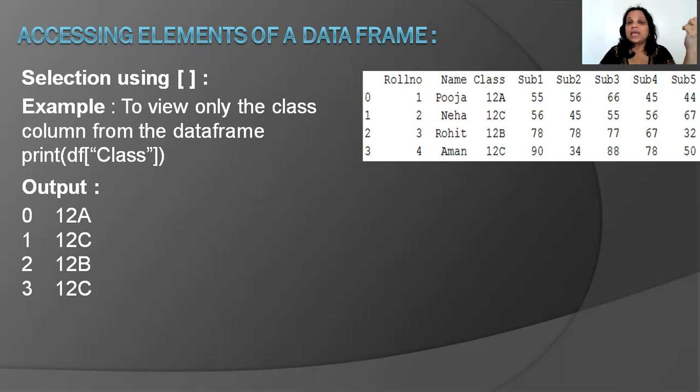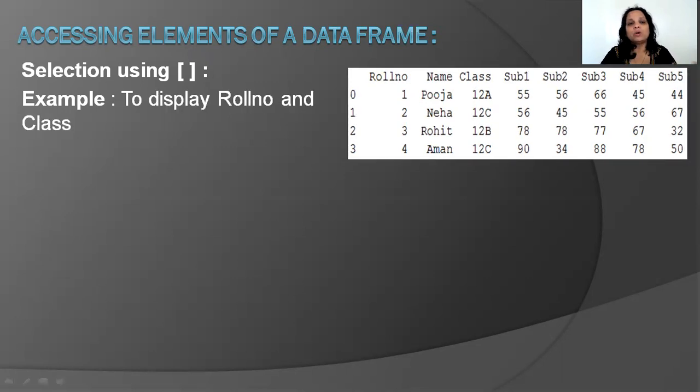Now, is there anything else? Yes. Using the square bracket, you can access more than one column at a time, which you couldn't do using the dot operator. Using the dot operator, if I wrote print df dot roll number, comma, df dot class, then you would have all the roll numbers shown first and below it the class. It wouldn't look tabular. But I could have a tabular view if I'm using the square bracket.